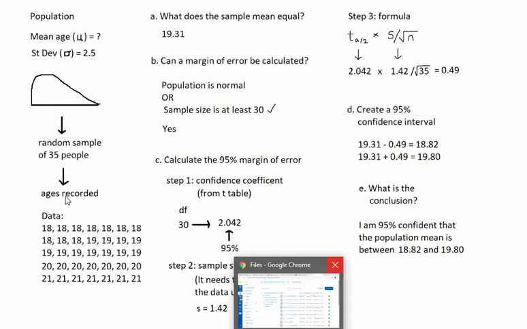The first step is calculating the mean of the sample. To get the sample mean, you just calculate the mean like you always would. You add these 35 ages and divide by 35, and this is the answer to 2 decimal places.